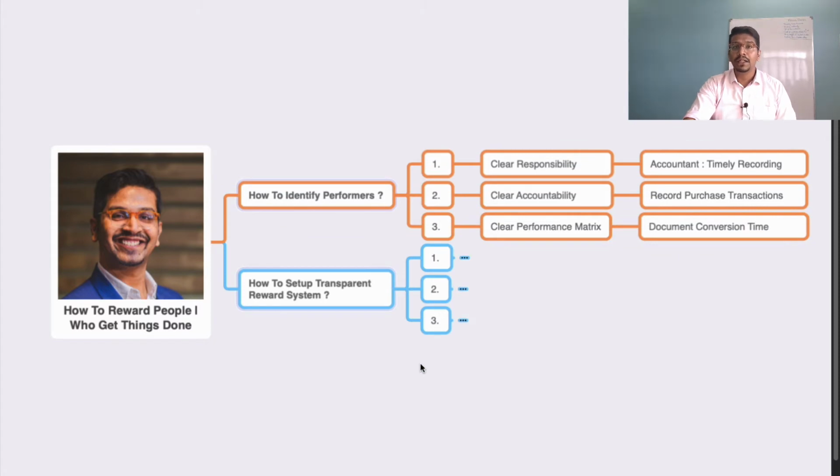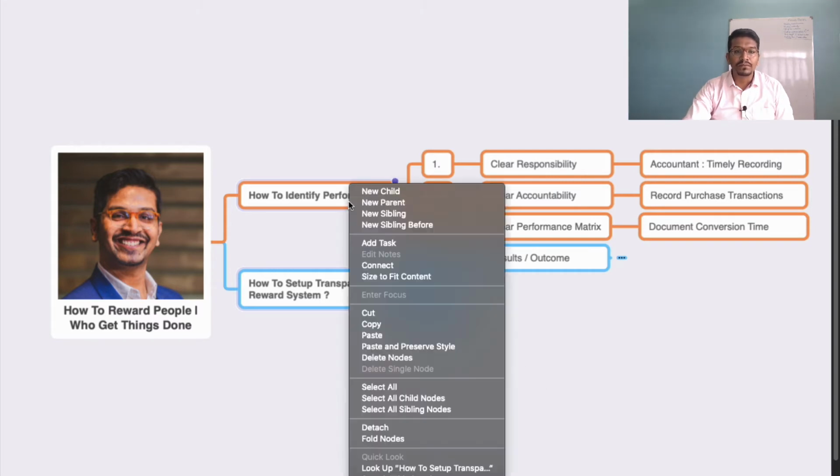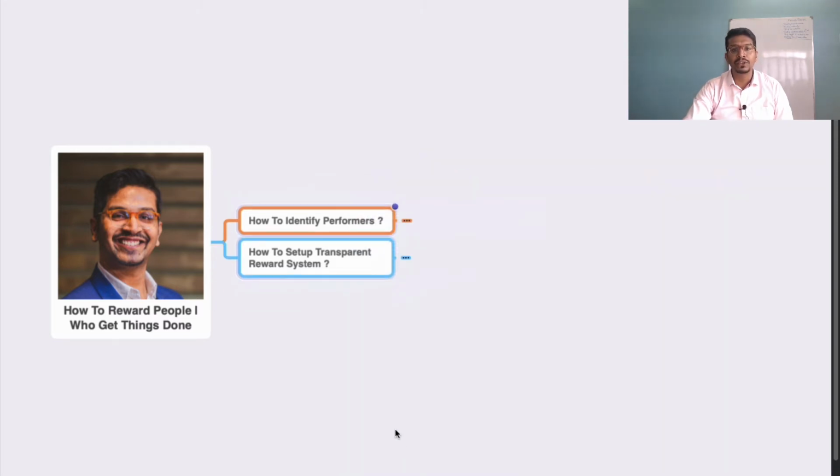Having said that, then comes the second part, which is setting up a transparent reward system. Now, in order to retain your employees who are performing, you need to reward them extra. And for that to happen, you need to reward an employee on 3 criteria. The first criterion is results and outcome. The results and outcome which an individual is delivering, you need to clearly define those parts.